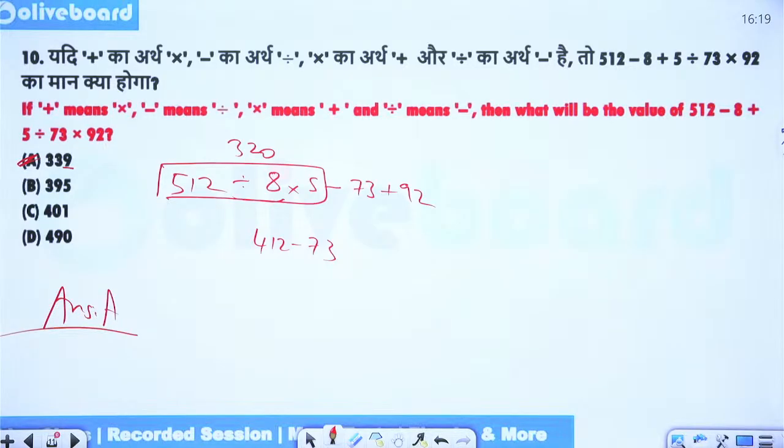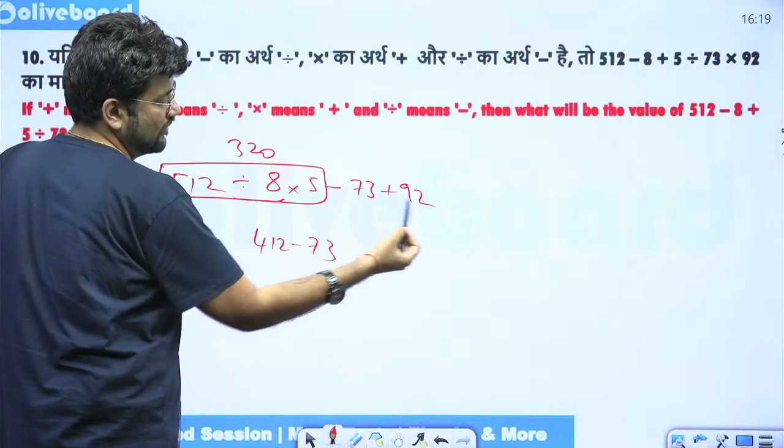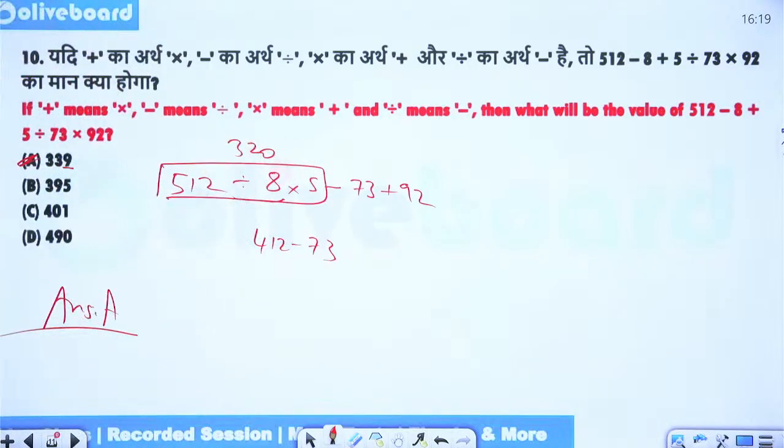Or in some cases this happens, it will happen here also. You can solve this and then add the resultant here. That will also give you the same answer. Next.